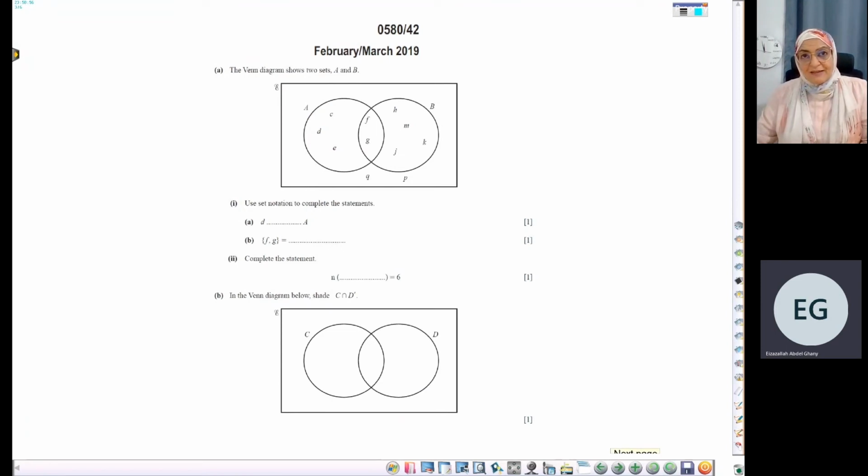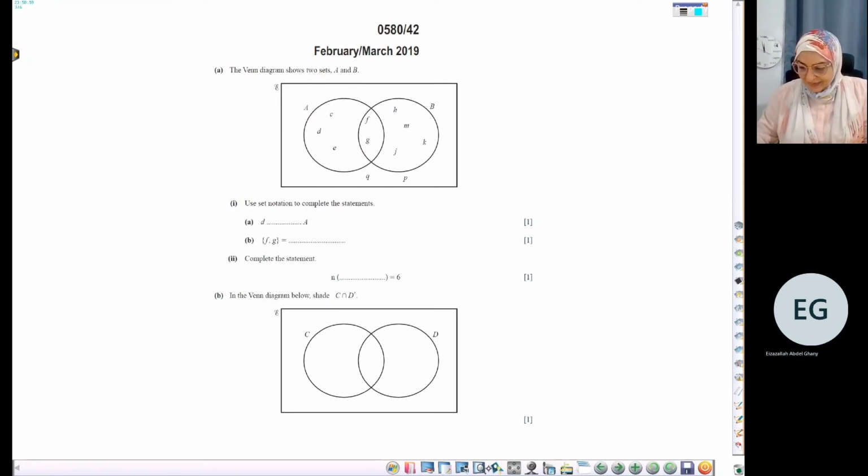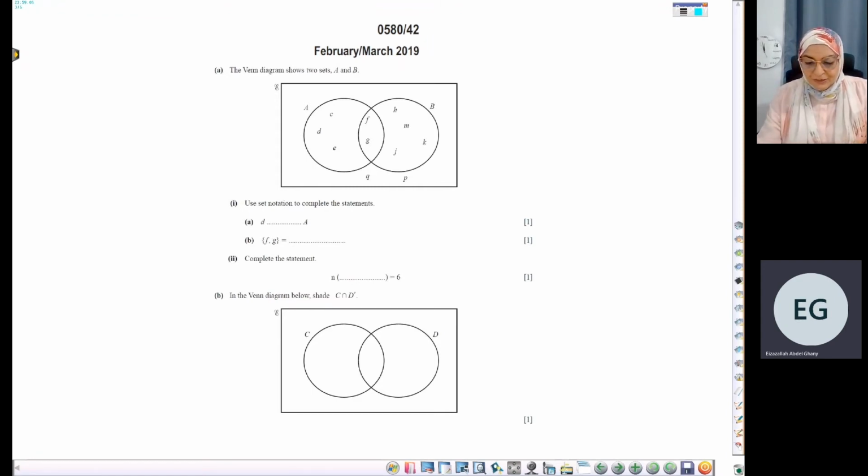Next, Feb March exam 2019. As you see, it is 0580, our code, and it is paper 4, variant 2. The question was, the Venn diagram shows two sets A and B. We call it Venn diagram. It's usually like a circle, like an oval, and you put the elements inside it, and you can read all relations and all operations you can make when this Venn diagram is already drawn. And sometimes you are asked to draw a Venn diagram from given information.